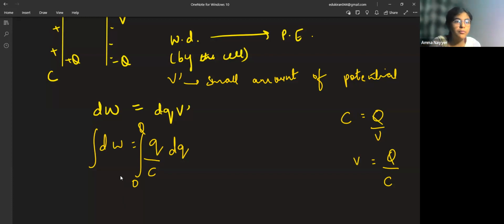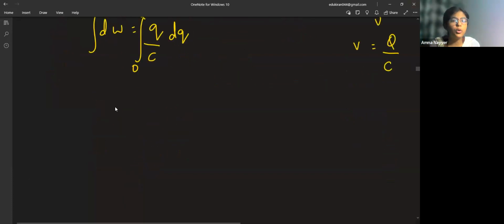What can be the maximum value of charge? It can be Q only, capital Q, right? Because capital Q is the total charge that is possible. That's why we are integrating it from 0 to capital Q. When you integrate the work done, you will get the total work done. dW integral will be total. Now Q dq. See, capacitance is also a constant. So I'll put capacitance here.